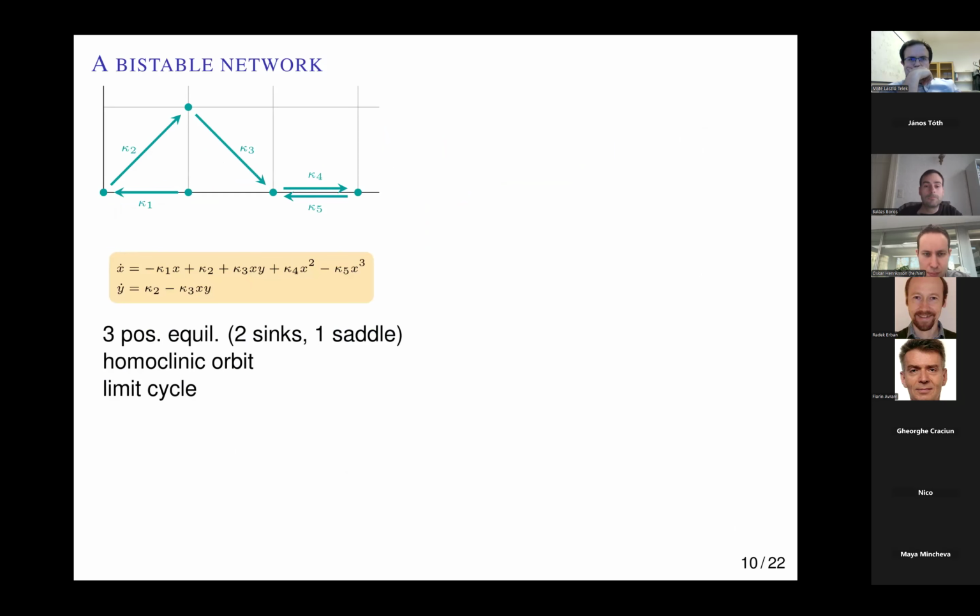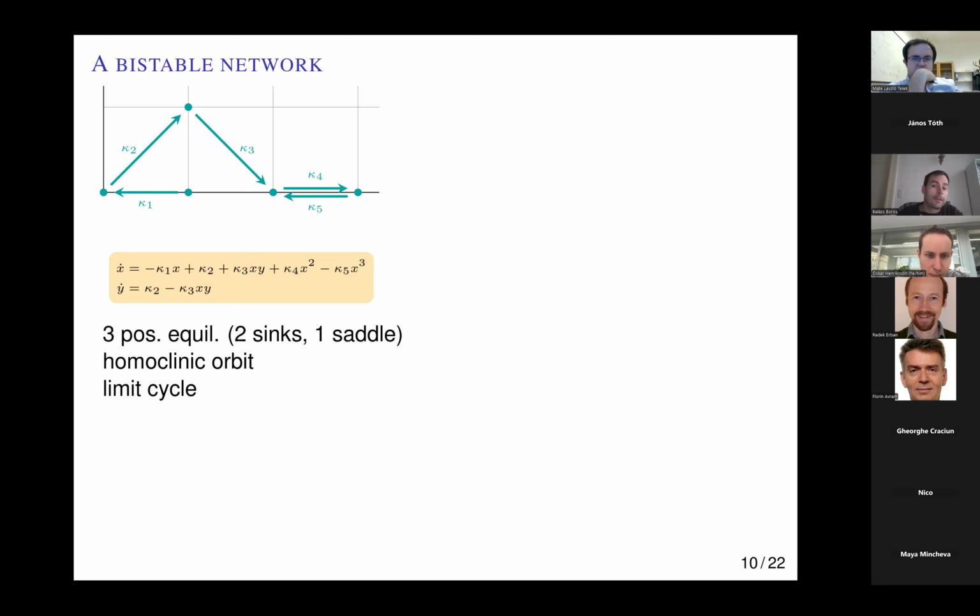This is something good to keep in mind. I'm going to show you a couple of additional networks. For example, a bistable network. This is an example which admits three positive equilibria for some rate constant values. Two of them are sinks, one is a saddle. For some parameter values, it admits a homoclinic orbit. For some other parameter values, a limit cycle. In fact, it admits a Bogdanov-Takens bifurcation.